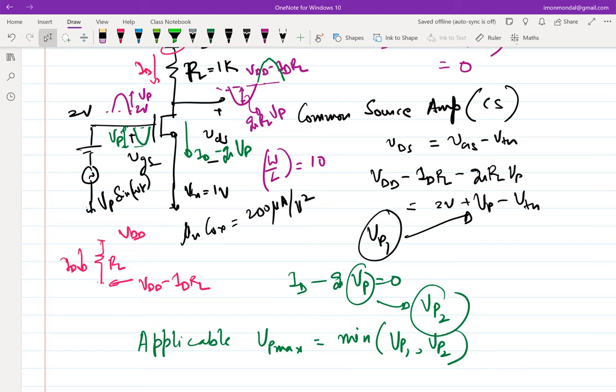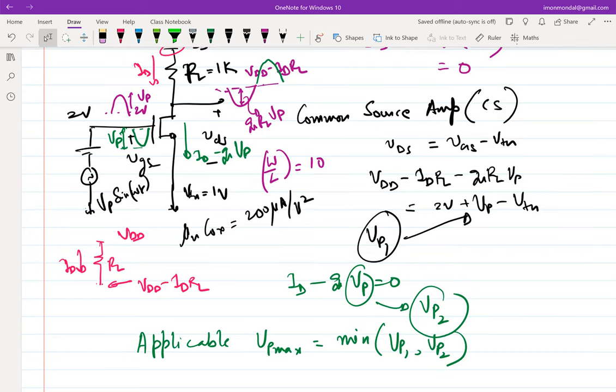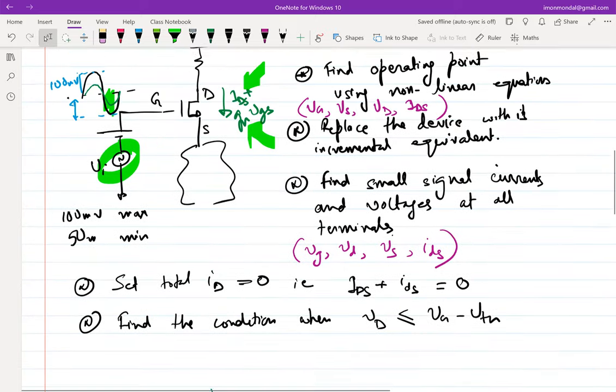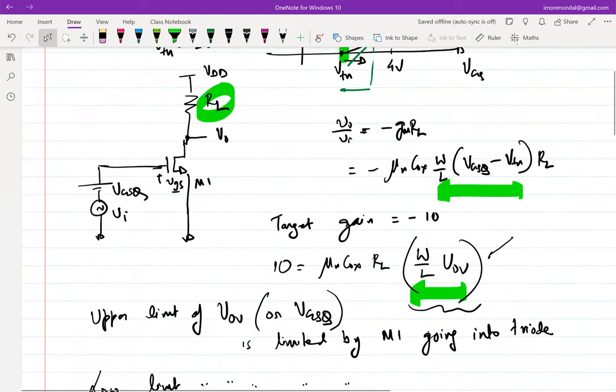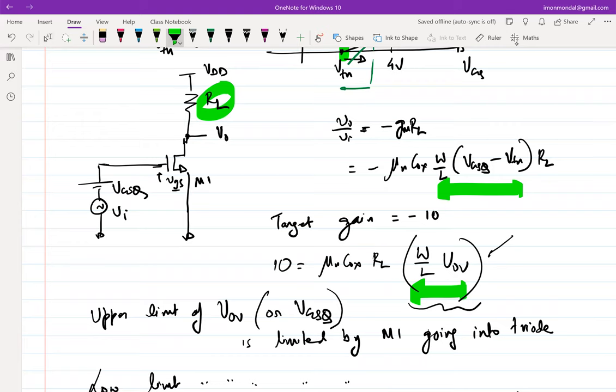So here we are assuming that it's in saturation, because at least it has to be in saturation. And then you try to figure out whether it works or not. Okay. So now, as a designer, why am I saying all these things? So note that you got a set of constraints that gives you the same gain. In this particular case, W by L times V overdrive was giving you a gain of 10. But there's a range of W by L and V overdrive which can give you a gain of 10.